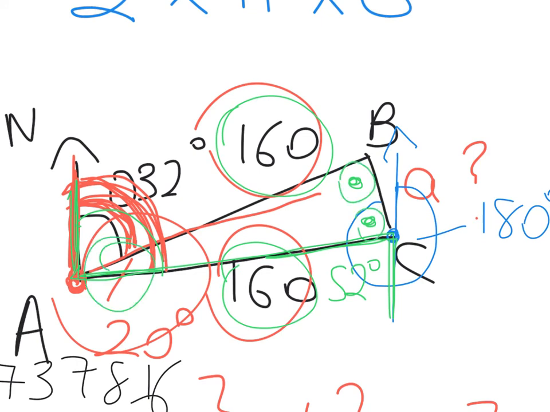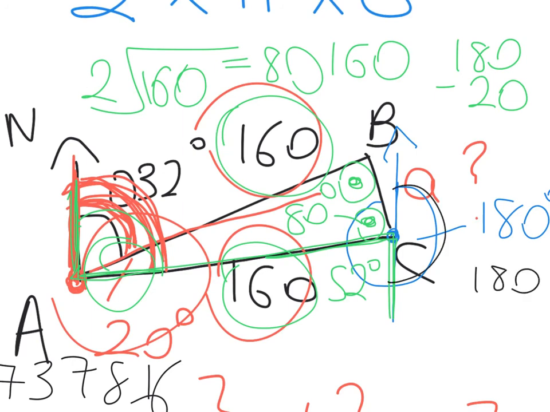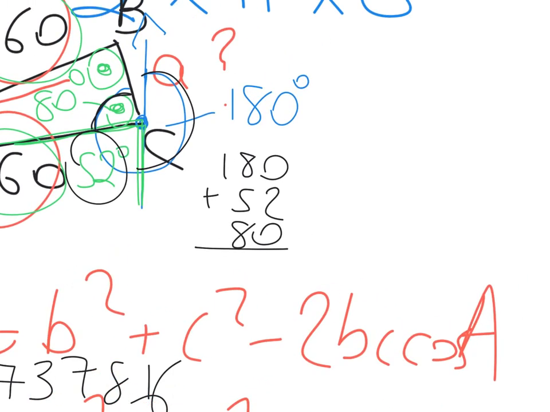That angle down there was 20. So 180 take away 20 will give me 160. I then halve 160 to get one of the angles. We know that they're both the same, and that will give me 80 degrees. So that bit in there's 80. And then just add everything up. 180 plus the Z angle 52 plus the internal angle in the triangle 80. And that will give me 312 degrees.